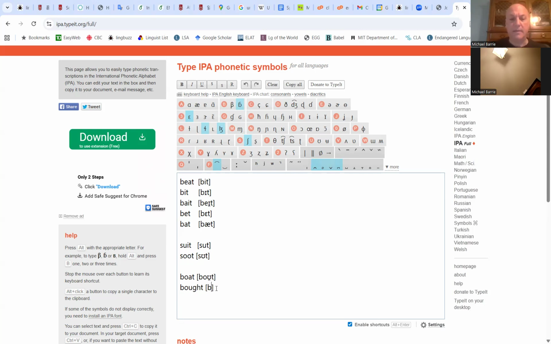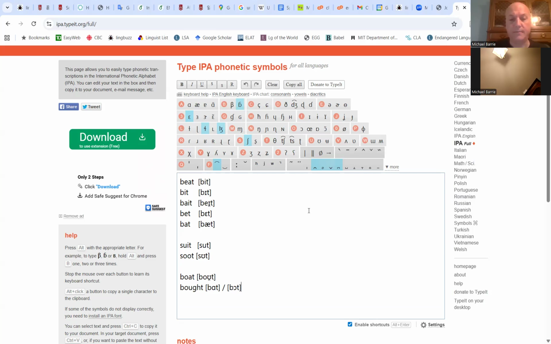Now there's lots of dialect variation with this vowel. So in my speech, it ends up sounding something like this. And in some dialects, it sounds like this. So either one is acceptable. So there's just dialect variation with this particular word.